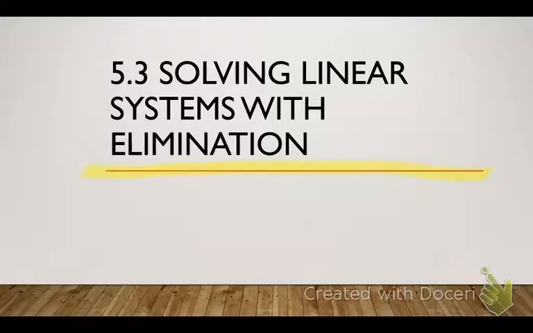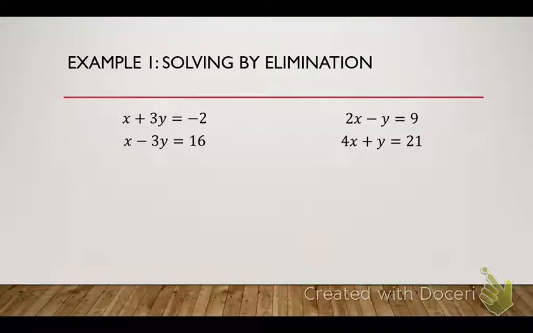All right, so in example 1, we're going to look at each system individually. So this first system, x plus 3y equals negative 2, and x minus 3y equals 16. Make sure you write them stacked on top of each other, just like I have here on the slide. Okay, so don't do them side by side with elimination. We want them vertical.